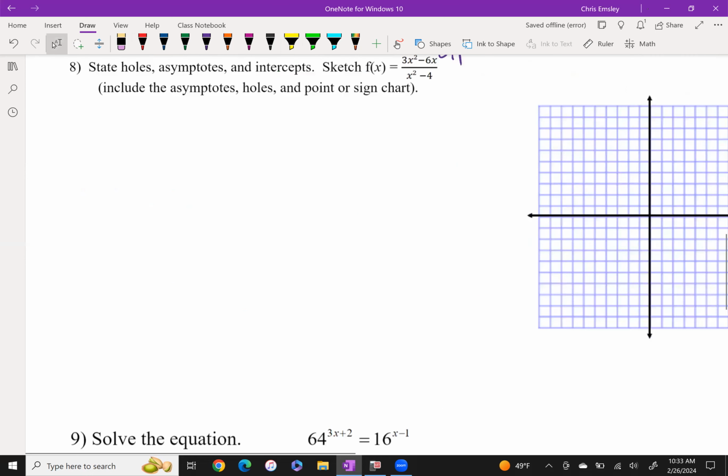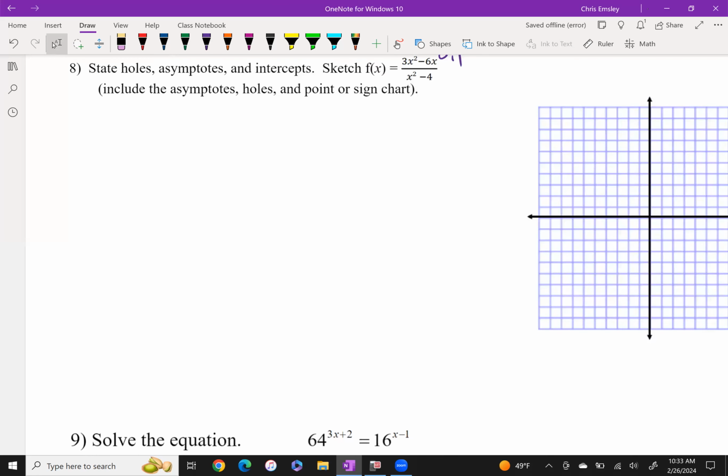Number 8, same directions, just a different function: holes, asymptotes, intercepts. So again, I'm going to start with factoring because I have to figure out if there's any holes. So there is a GCF, 3x, and then x minus 2 is left behind. The bottom factors into x plus 2 and x minus 2. And then we can see, yep, we do have a hole. Our hole is going to be wherever that common factor is equal to 0. So our hole is at x equals 2.